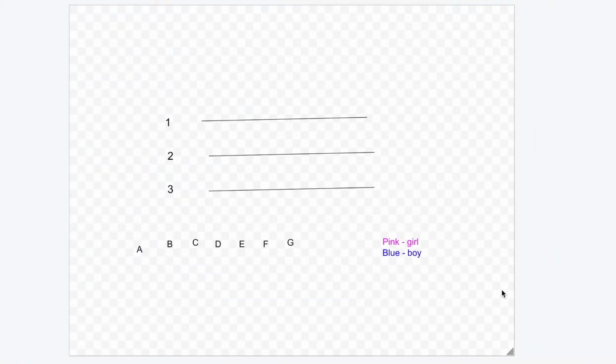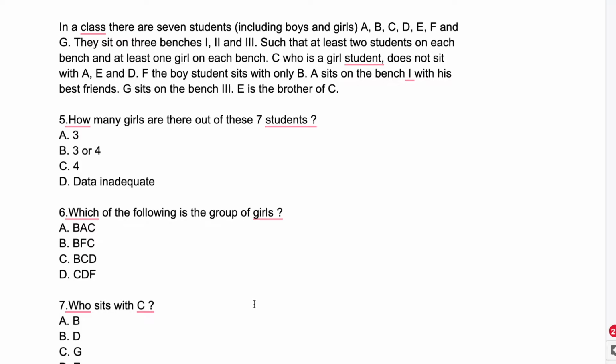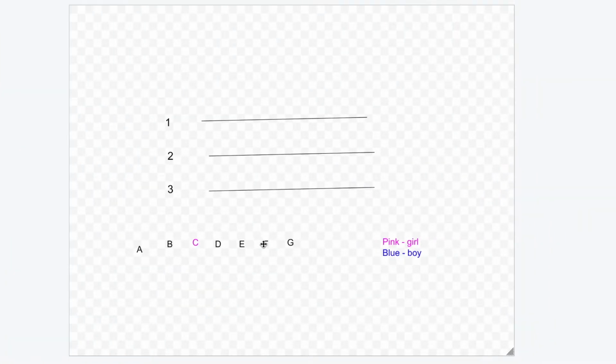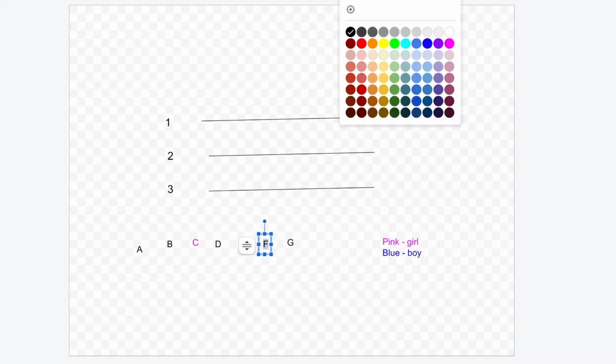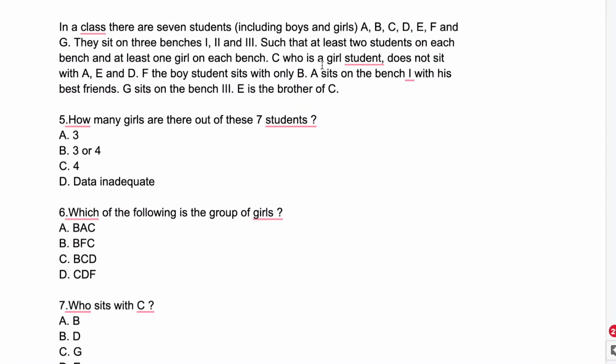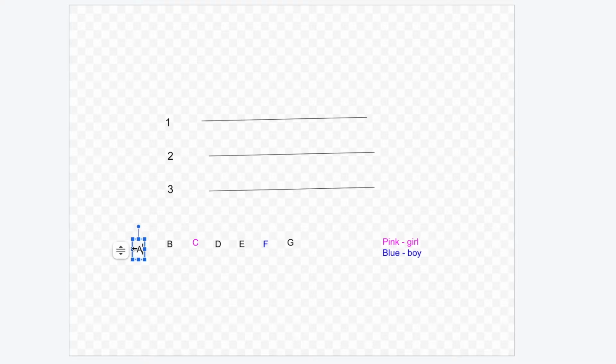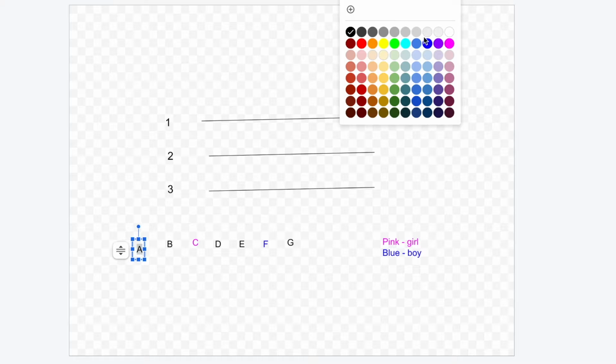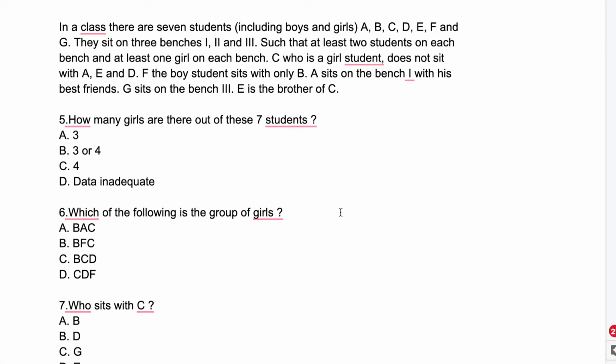They said that C is a girl, so right here, I'm going to make C a pink color so that we know it's a girl. She's a girl. F, the boy student, sits only with B. So they say that F is a boy, so let's change that as well. A sits on bench 1 with his best friends. So A is a boy because it says his. So that we know A is a boy.